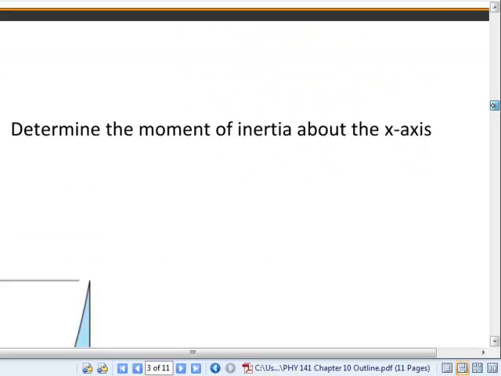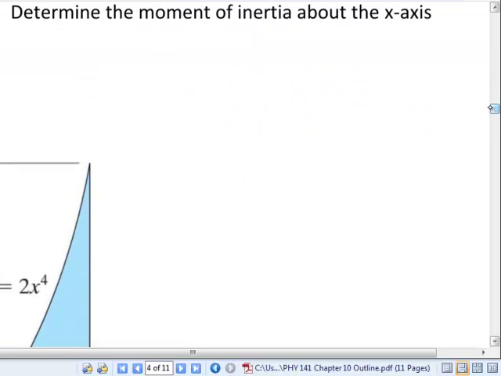Let's try integrating with respect to x this time. If we integrate with respect to x, it's going to be a little bit more challenging.